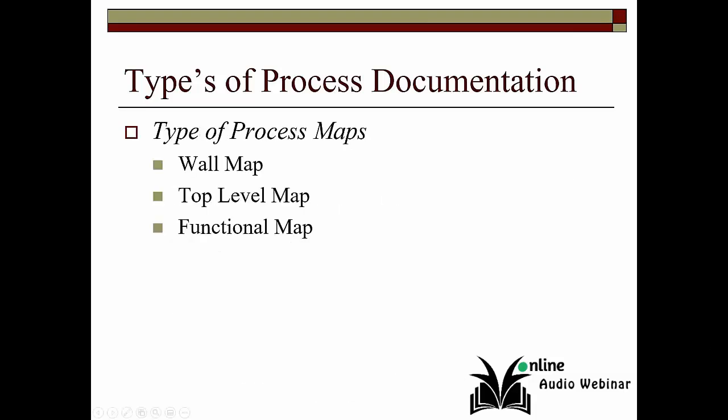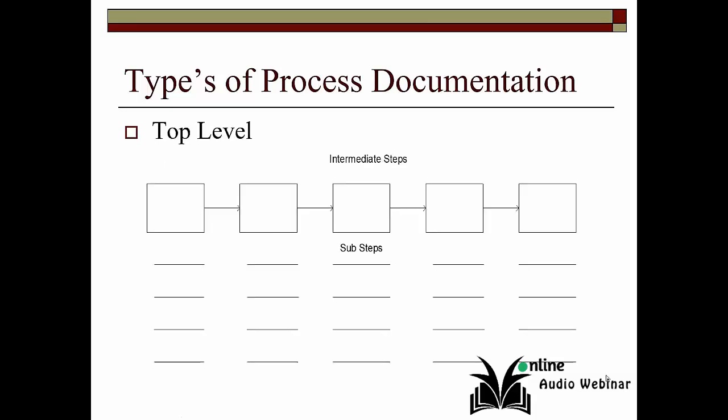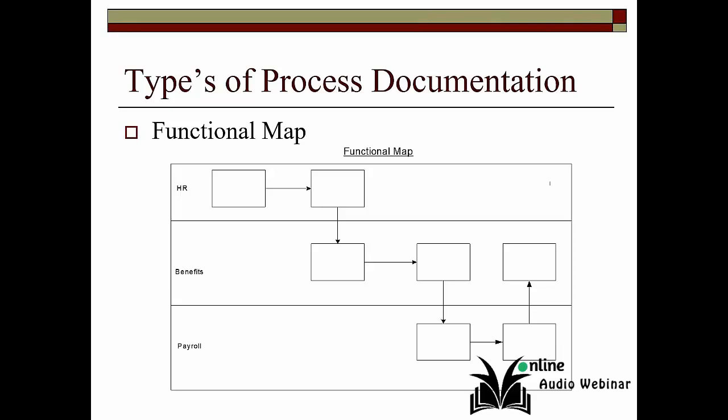There are different types of process maps, so that is important to understand. A wall map, or actually we'll start with the top level map. So the top level map doesn't make it as easy to do your analysis. This can be used a lot of times because you have these big main steps, but a lot of sub steps. A functional map, this I find extremely beneficial.